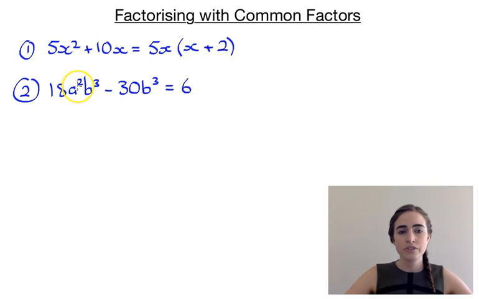There's an a term over in this first one, but there's no a over here, so there's no a's in our common factor. But there is a b cubed in both terms, so we can pull that out as well. So we've got 6b cubed outside of.